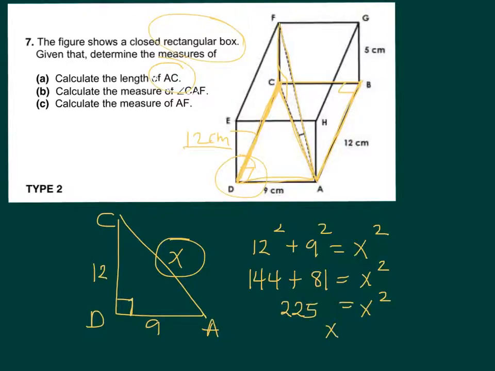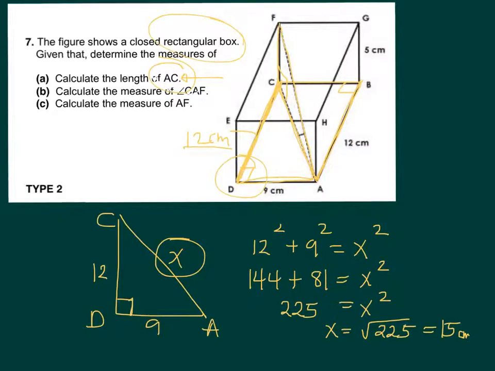And to get x, all we have to do is get the square root of 225. Formally, this is plus or minus the square root of 225, but since it's a measure of a side of a rectangle or a triangle, then we can only take the positive value of it. The square root of 225 is equal to 15, so x must be equal to 15, and that's the measure of AC. The unit is cm. So that's the answer for letter A.